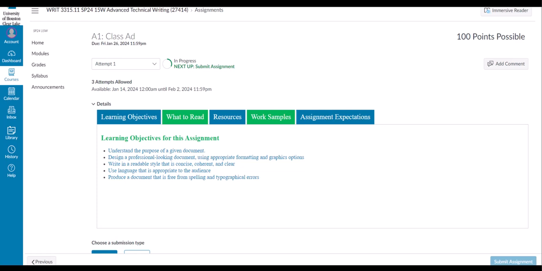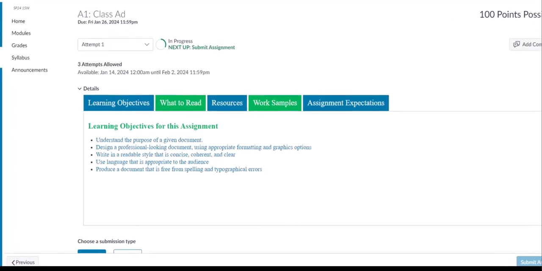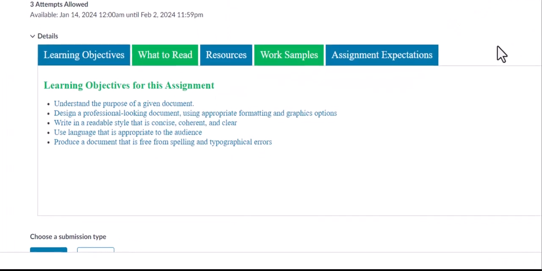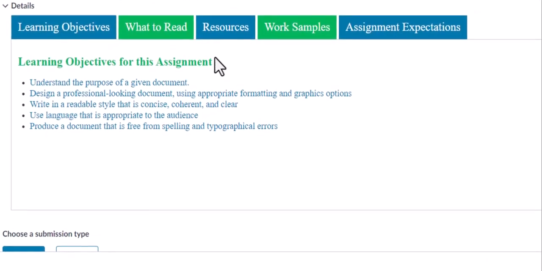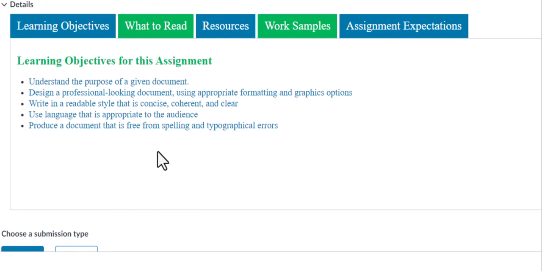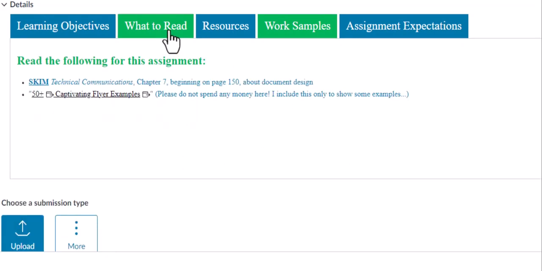In this video, we'll go through some of the objectives and expectations for this assignment, and I'll give you some pointers and tips and tricks to do the best possible job you can. First, as you're looking at the assignment, you will find the learning objectives, what I expect you to be able to do by the end of creating this assignment. There's a link for what to read.